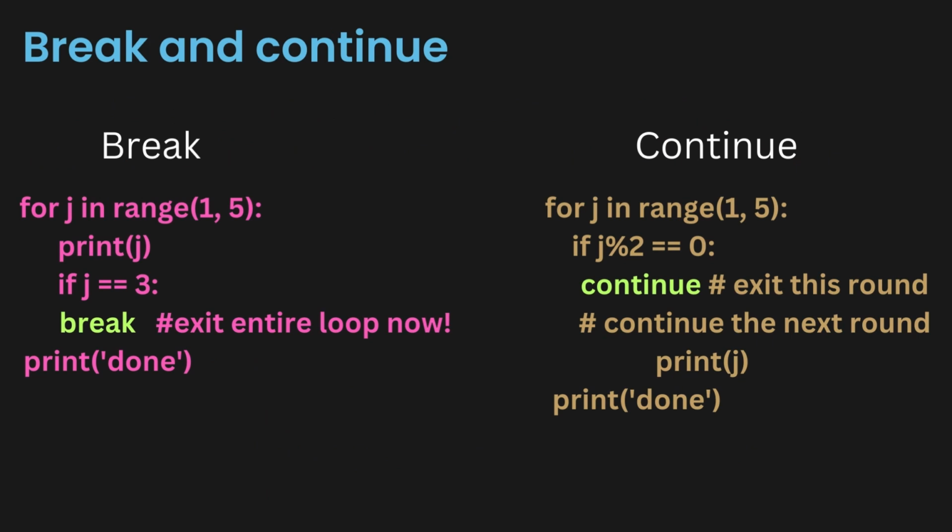In Python, break and continue are 2 statements that change the flow of control in loops. The break statement is used when you want to exit a loop prematurely. It stops the loop's execution and exits out of it, continuing with the next line of code outside the loop. This loop will print the numbers 1, 2, and 3. When it reaches the number 3, the break statement is executed, causing the loop to terminate immediately, and then it will print done.